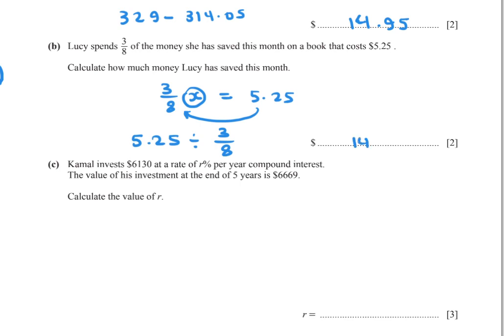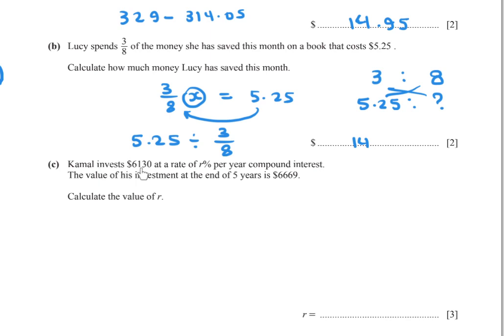Or you can write the ratio between what she spent on the book to the money she has saved, 3 to 8. So on the book 5.25. So to find the money she saved, cross multiply, and you get the same answer.